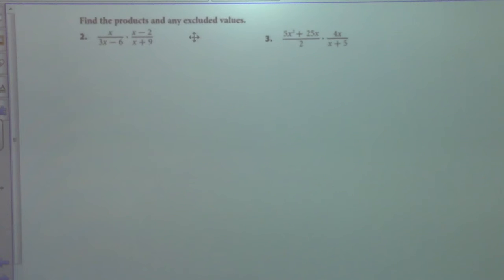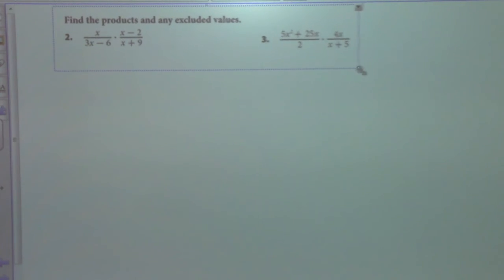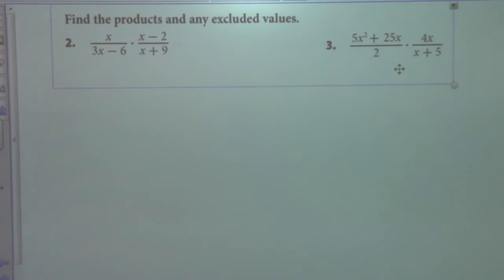Okay, so first of all, find the products and any excluded values. I'm going to do this problem here on the left. The process is still the same, but we're going to rewrite each numerator and denominator in factored form.